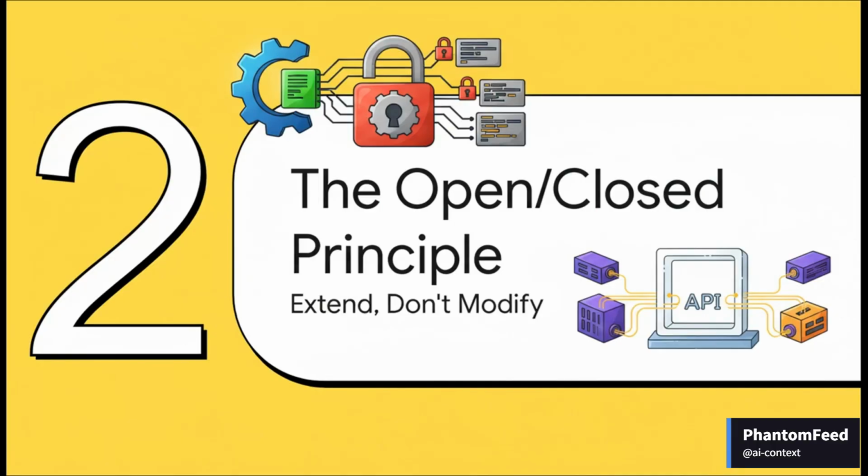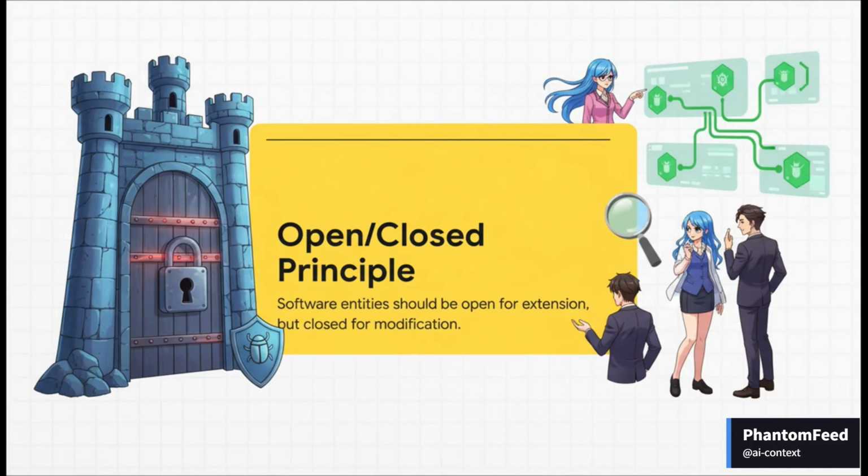O, the open/closed principle. The whole goal here is to design our code so we can add cool new features without ever having to crack open and mess with the code that's already working perfectly. So what does that actually mean, open for extension but closed for modification? Well, closed for modification means that core, battle-tested code is locked down. Don't touch it. You know it works, so leave it alone.